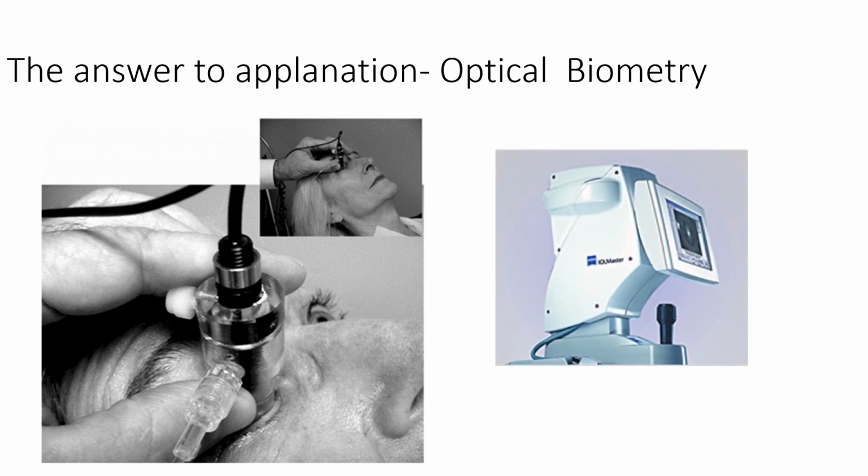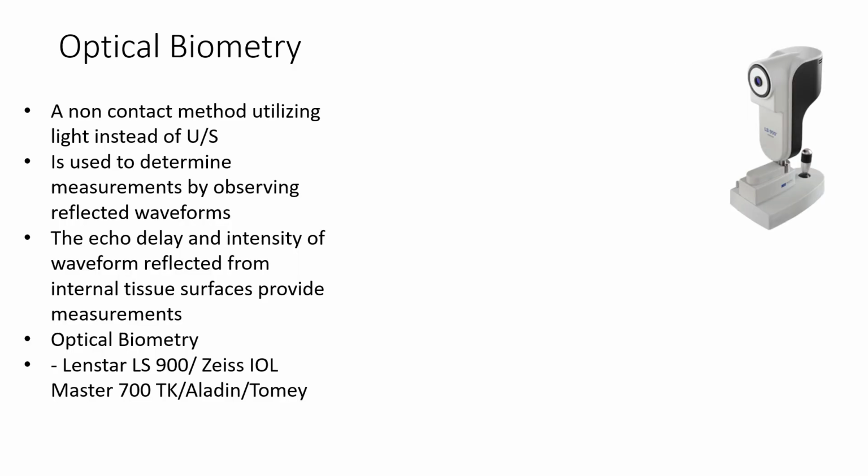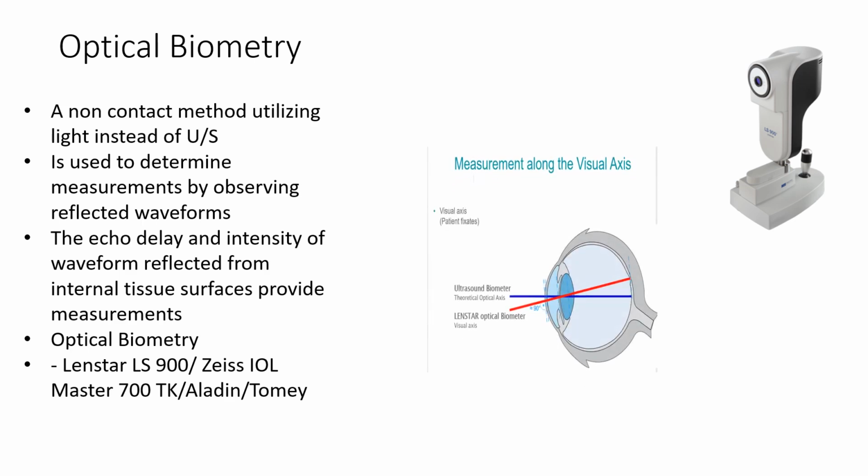The first optical biometry machine was the IOLMaster, which was introduced around 1999 to 2000 and was based on partial coherence interferometry. Simply put, it is laser light that goes inside the eye, bounces off the retina, and is captured back by the machine.